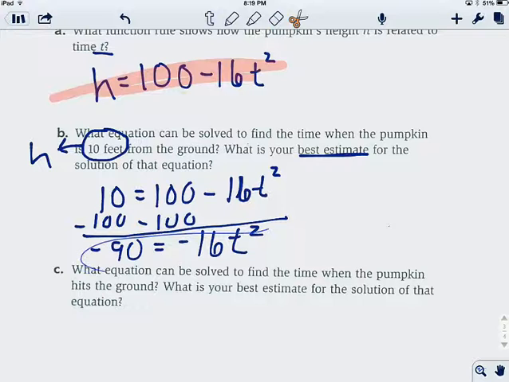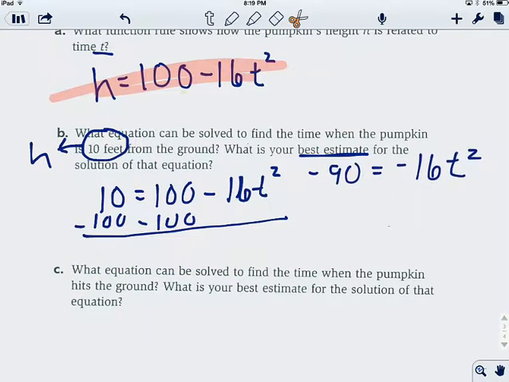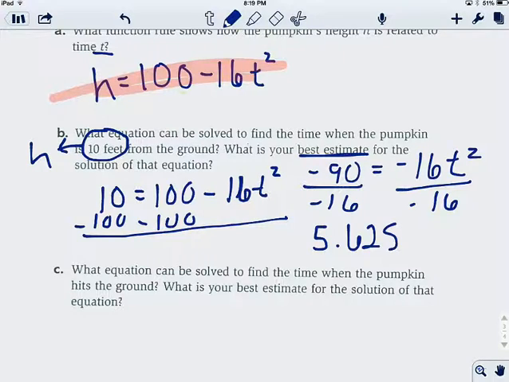And let's take that and we'll put it over here so I get a little bit more room. Okay, now the next thing I need to do is divide both sides by negative 16. Let me consult my handy dandy calculator here. So negative 90 divided by negative 16. Remember, a negative divided by negative makes a positive, so I'm going to get positive 5.625 equals t squared.